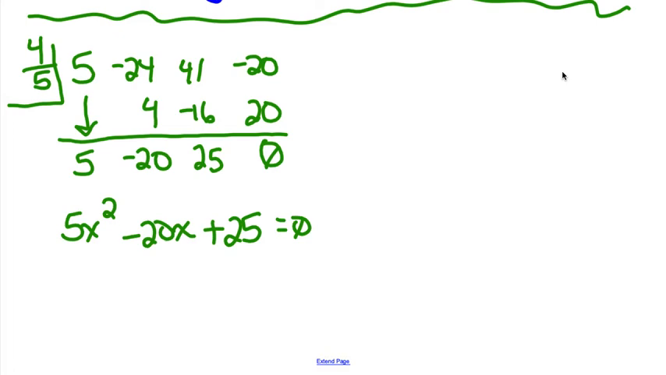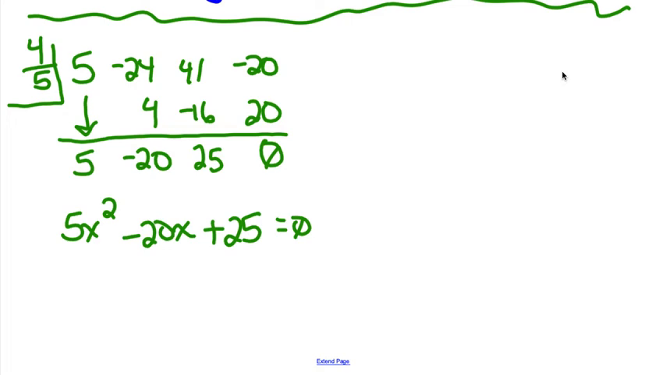All right. Now, so we know that one of our answers is 4 over 5. X equals 4 over 5. That's one solution. Now what we're going to do is take this part right here, 5x squared minus 20x plus 25. We are going to find out what are the other two solutions. Do we have real solutions? Are they imaginary solutions? Complex solutions? Rational? Irrational? What do we have here with these other solutions?